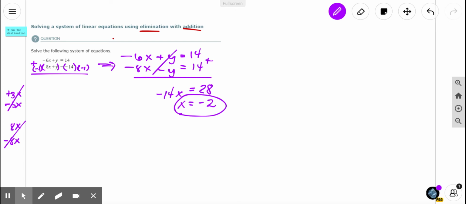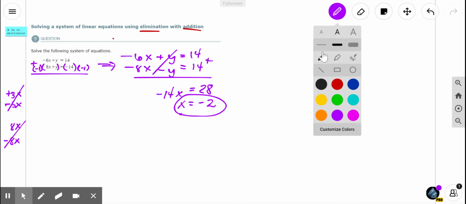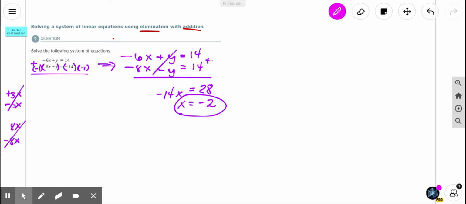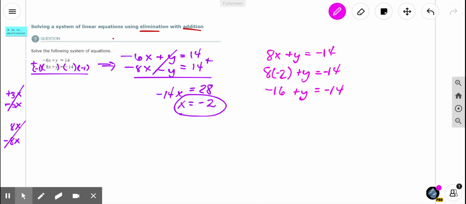Does it matter which one? No, who cares? Pick one that looks nicer. I always pick the one that doesn't have negatives. Those are my favorite, personal favorites. So I'm going to go to pink. I'm going to go 8x plus y equals -14. And we're going to go 8 times -2 plus y equals -14. We're going to get -16 plus y equals -14. Add 16 to both sides, and we're going to get y is equal to 2.